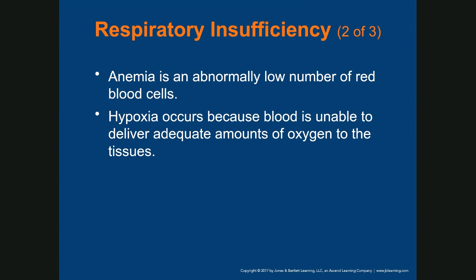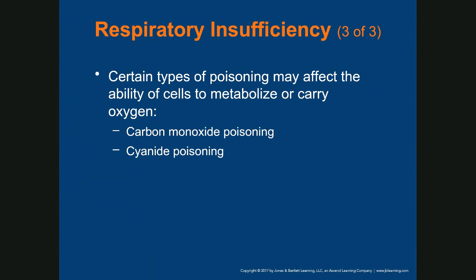Anemia is an abnormally low number of red blood cells. Hypoxia occurs because blood is unable to deliver an adequate amount of oxygen to the tissues. Now, certain types of poisoning may affect the ability of cells to metabolize or carry oxygen.